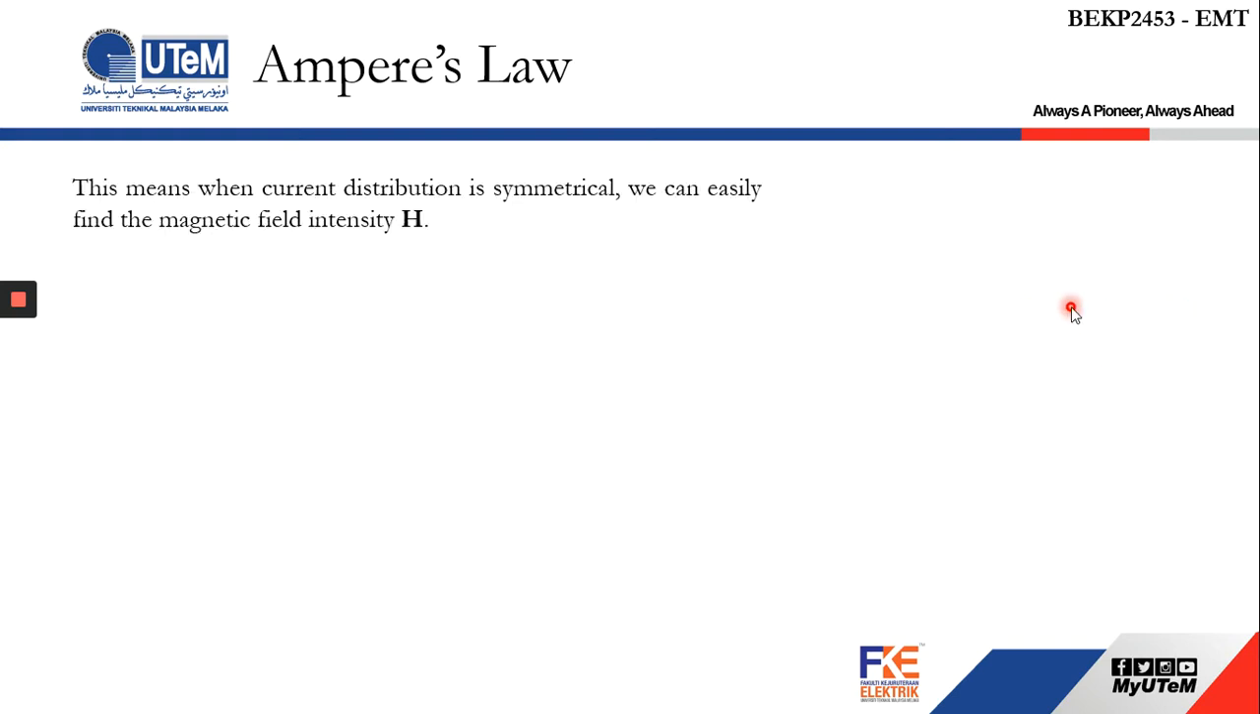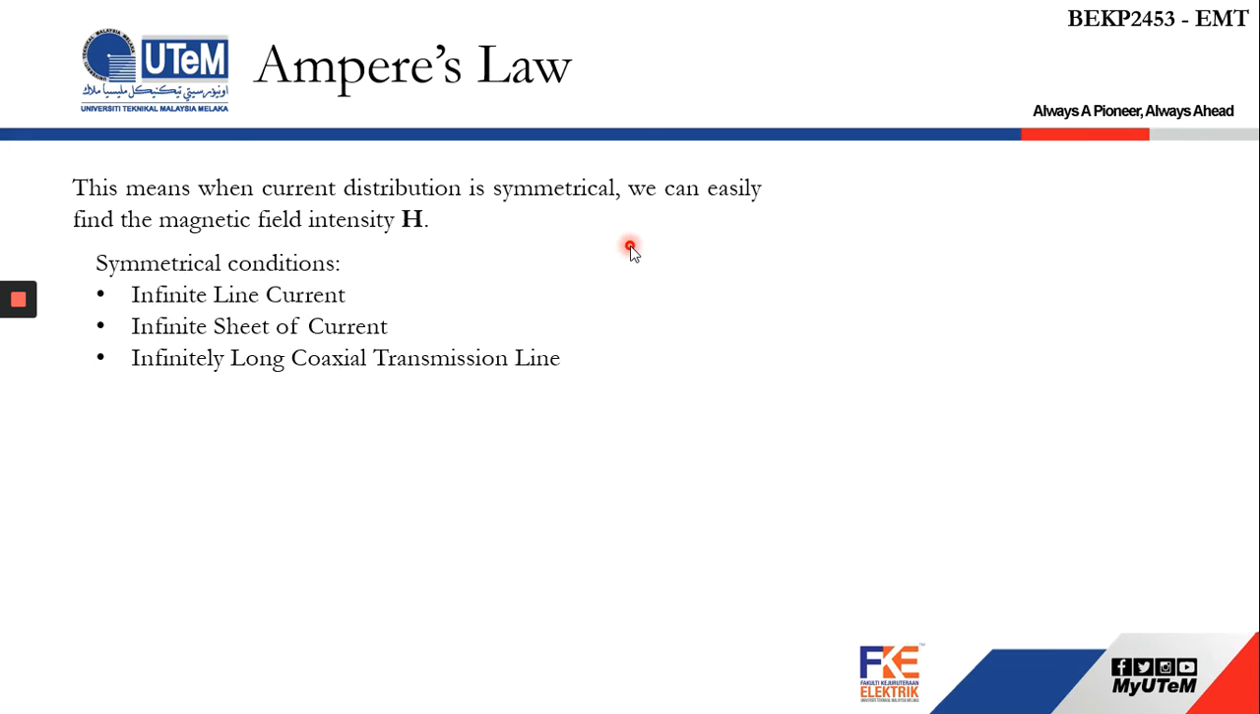Ampere's law is equivalent to Gauss's law. It is a simplified law that can be used when the current distribution is symmetrical. When the current distribution is symmetrical, we have an alternative, easier way to find the magnetic field intensity H. And since we know that B equals mu H, we can then also find the magnetic flux density.